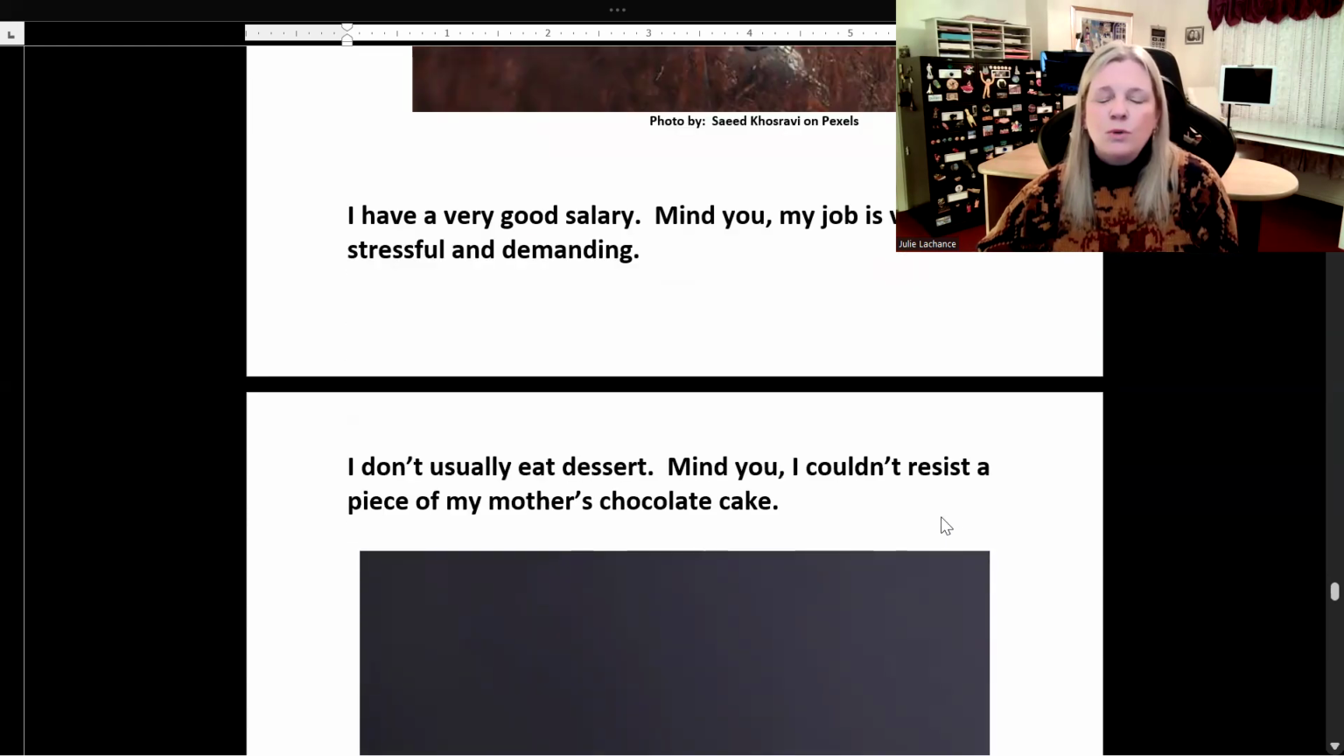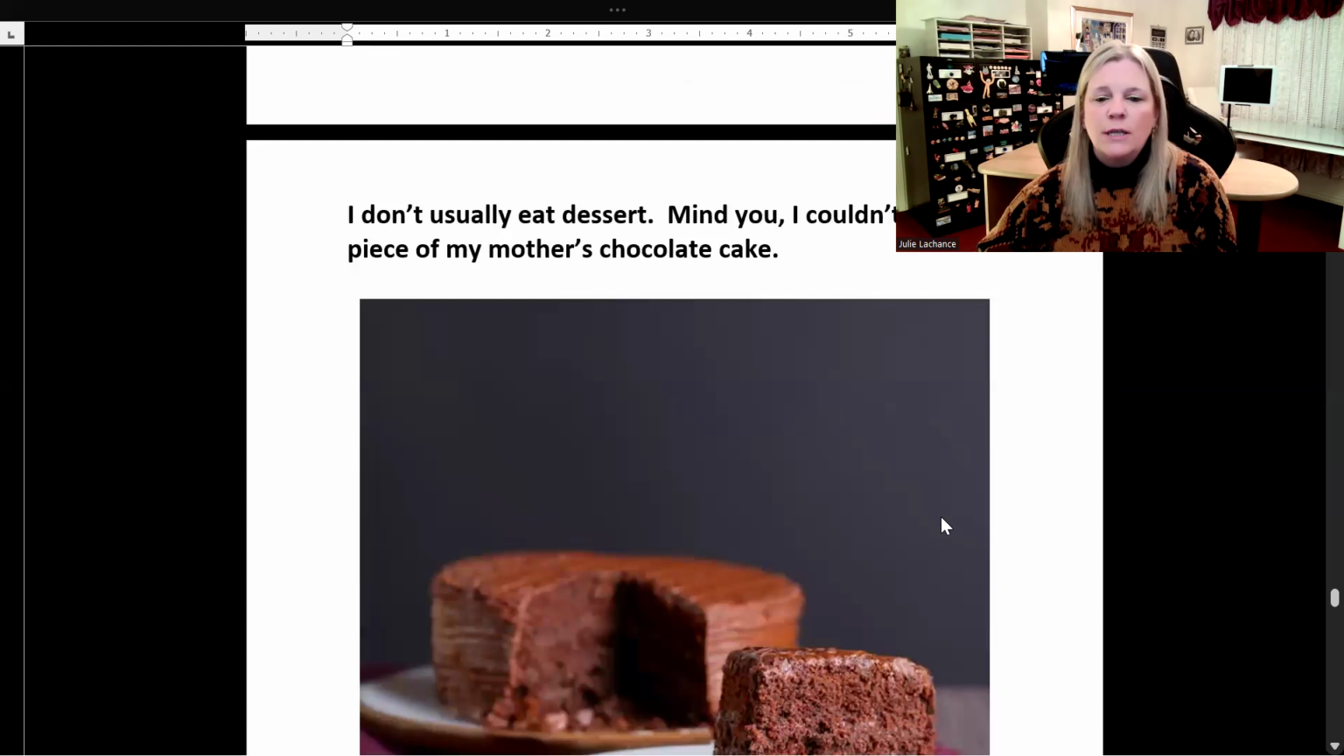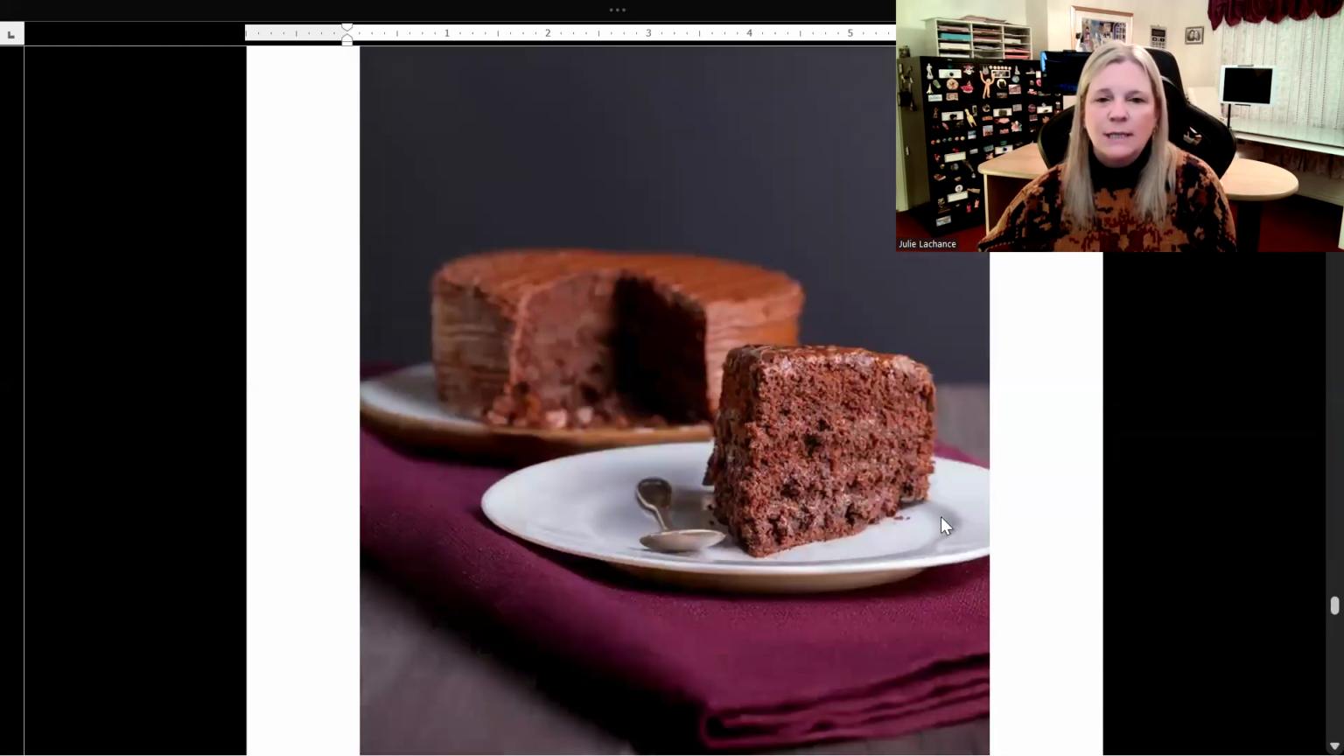I don't usually eat dessert. Mind you, I couldn't resist a piece of my mother's chocolate cake. Oh my gosh, look at that.